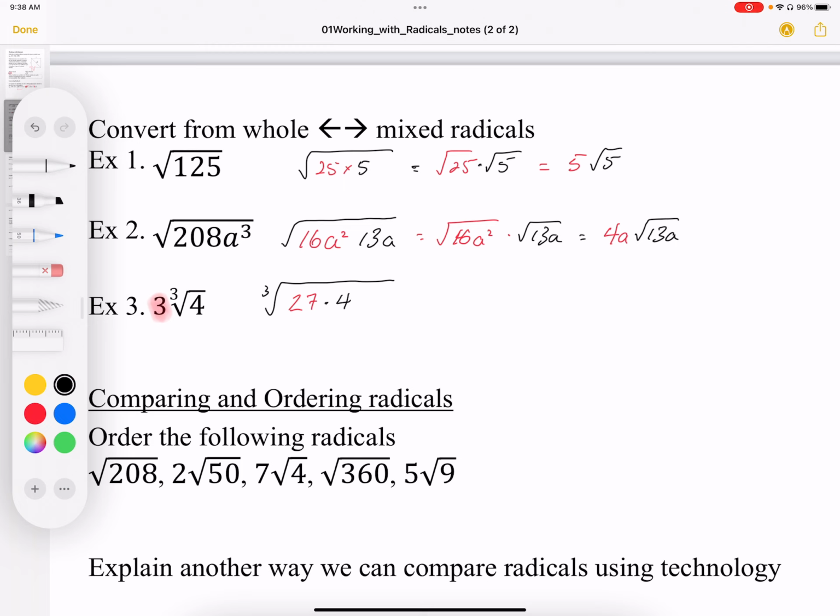And again, it's an implied times, and it has to be multiplication, because we know that radicals and pluses don't work together. But once we've done that, we can multiply that together. 27 times 4 works out to be 108. So 3 cube root 4 is the same as cube root 108, and we can always check that on a calculator if we're not sure.